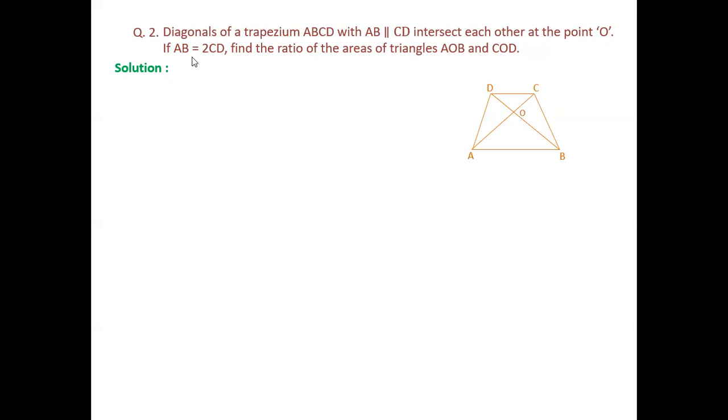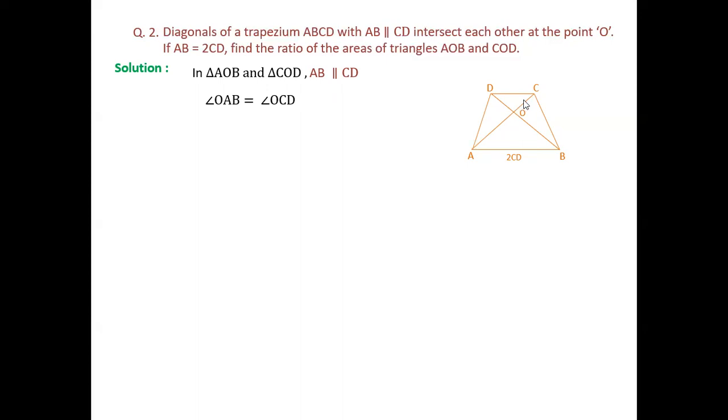Okay. Now we are given AB is twice CD. That means this length is double of this. That means this is 2CD. Now you have to find ratio of areas of triangle AOB and COD. So this triangle and this triangle. So in triangle AOB and COD, AB is parallel to CD. Because these two are parallel, this angle must be equal to this angle. Angle OAB is equal to OCD.